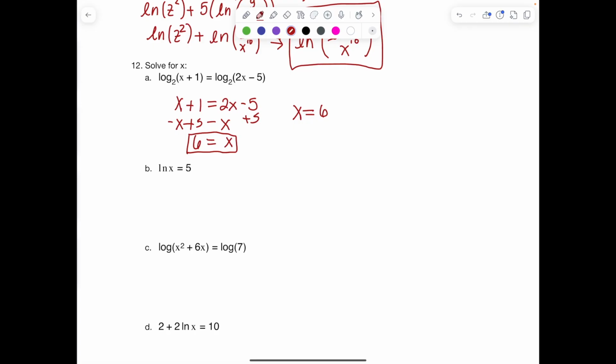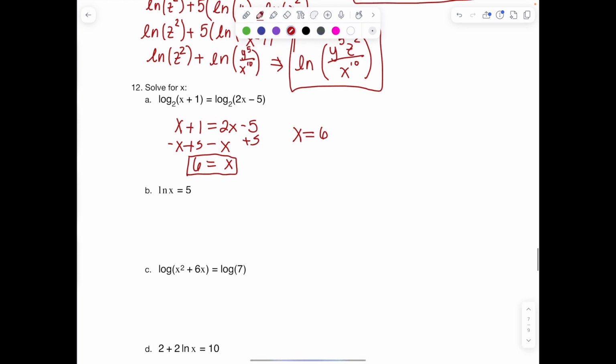Now we have natural log of x equals 5. Remember, another way to undo this is to take the exponential of both sides. So raise both sides to the e. That'll cancel these out, so I get x equals e to the 5th. Okay, that's another way to do this one. Or you could rewrite it.